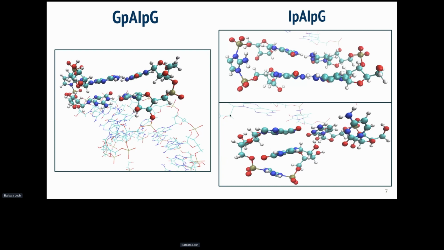On the other hand, this is the activated inosine nucleotide. For most of the simulation, it maintained this canonical structure with Watson-Crick interactions. However, it isn't as stable as with the guanine nucleotide. And as you can see here, there is no canonical structure. We can say it's all broken.